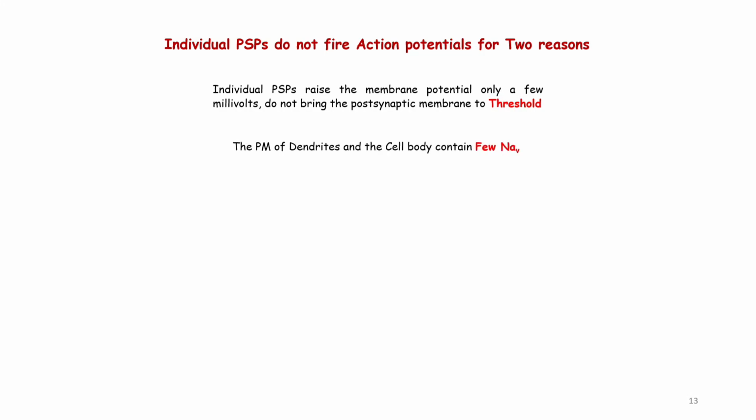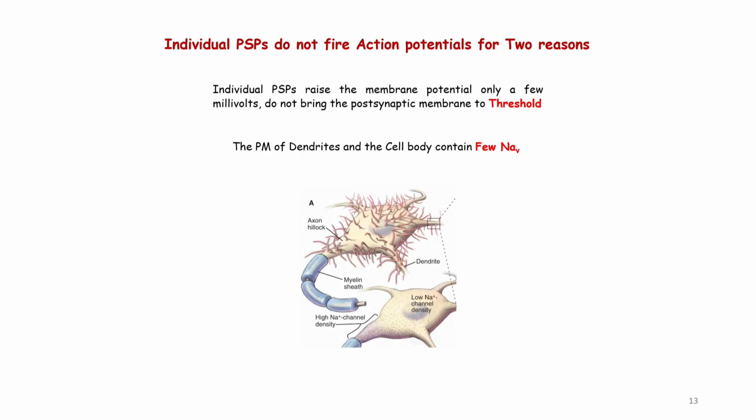Another reason is that the plasma membrane of dendrites and the cell body contains few voltage-gated sodium channels. As you can see, the dots present here are the sodium channels. In the cell body and the dendrites, there is a low amount of voltage-gated sodium channels, but a segment called the axon hillock has a highly dense concentration of voltage-gated sodium channels. So the axon hillock is very sensitive to changes of membrane potential.